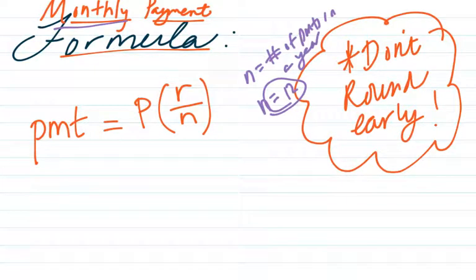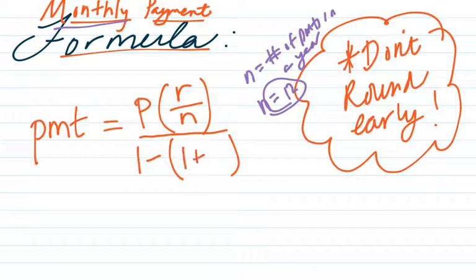That entire thing, principal times the rate divided by N, is going to be divided by, and be very careful with this, 1 minus the quantity 1 plus R divided by N, that quantity raised to the negative NT power. So there's a couple things I want us to know. First, I've already put it in a red cloud. Don't round early on these problems. If you round early, your answer will be off, and it will count you off. You will round at the very end.